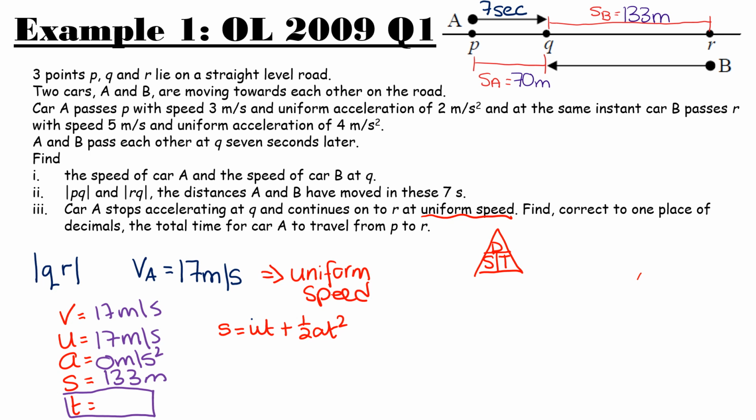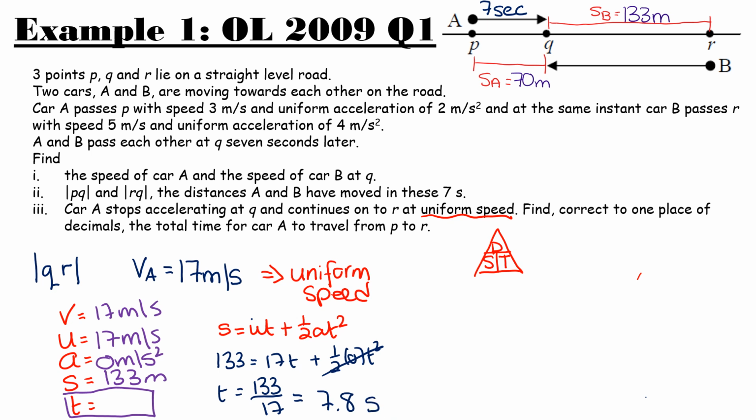And that for us is going to be 133 is equal to 17 times t plus a half times 0 times t squared. This part is going to go to 0, so time is going to be 133 divided by 17. We want our final answer correct to 1 decimal place. So we can round this to 1 decimal place. That's going to be 7.8 seconds, because it's time.